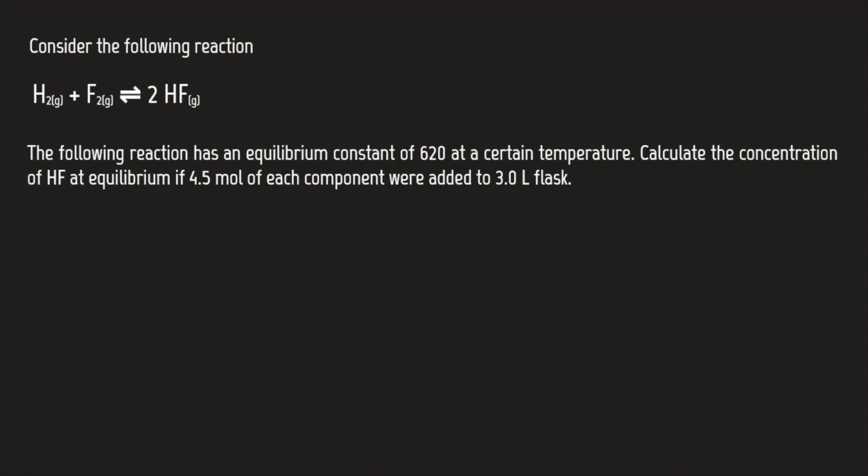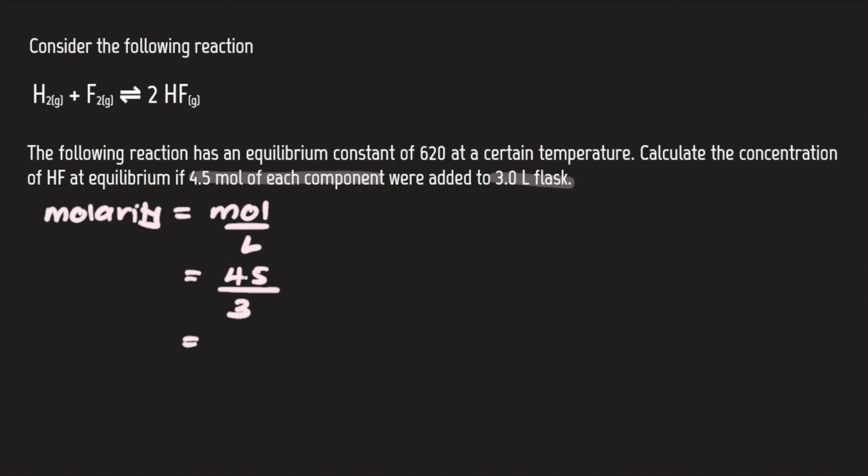In this question, you were given that the number of mole of each component is 4.5 mole and it was added to 3.0 liter flask. Therefore, from here, you can calculate the molarity. So, molarity is equivalent to the number of mole over liter. So the number of mole is 4.5 and the volume is 3 liter. So you get your molarity for each species is 1.5 molar.